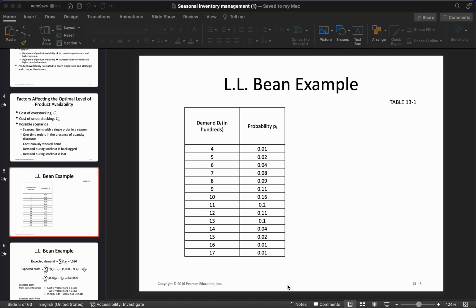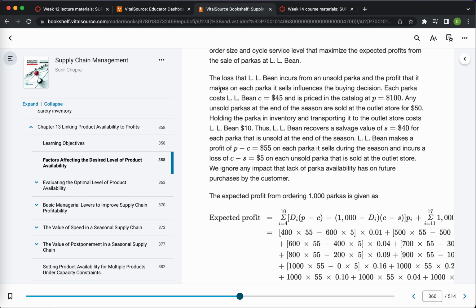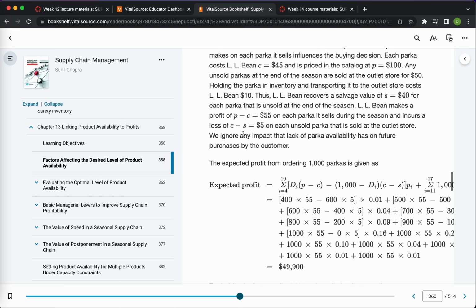Hi all, welcome to this video where we'll continue with the LL Bean example that I introduced you to in the previous video. Now, there are a few important metrics that are not given here. So let me quickly show them to you. Each parka that LL Bean makes costs $45 to make, and they will be sold at a catalog price of $100. So we'll be spending $45 to make them, and we'll sell them for $100.